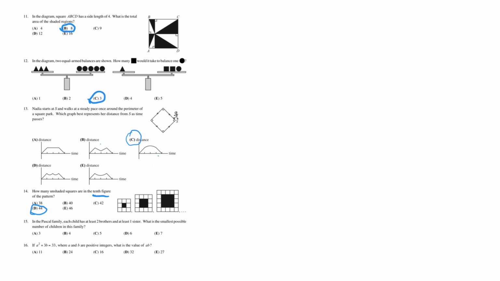Number 15. In the Pascal family, each child has at least 2 brothers and at least 1 sister. What is the smallest possible number of children in this family? So the given is each child has at least 2 brothers and 1 sister.